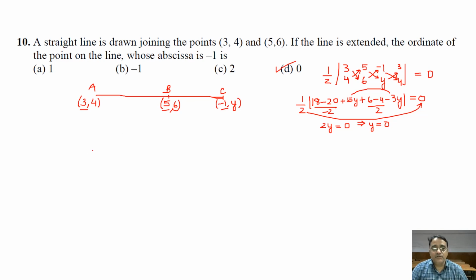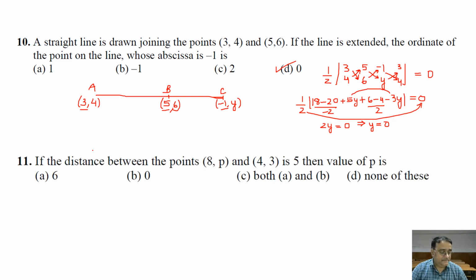Okay, fine. Now we are moving toward question number 11. If the distance between the points (8, P) and (4, 3) is 5, then the value of P is dash. So I am taking this as A and this as P. Right, and the distance is 5. So AB is equal to 5. So AB square will be 25.